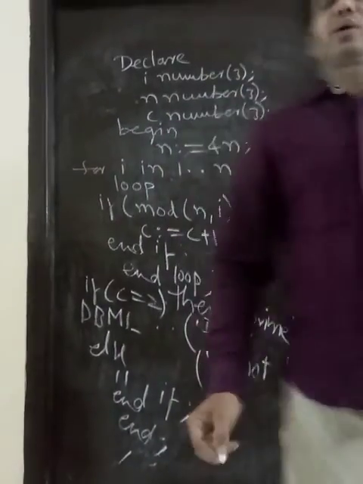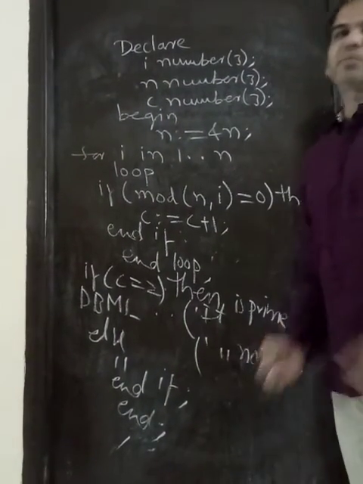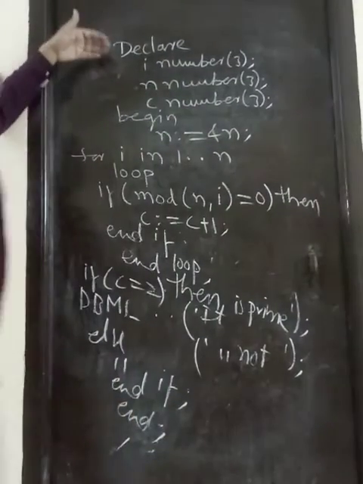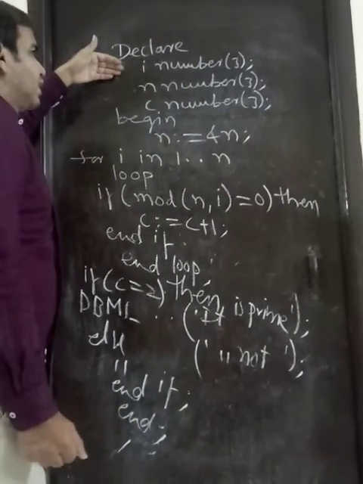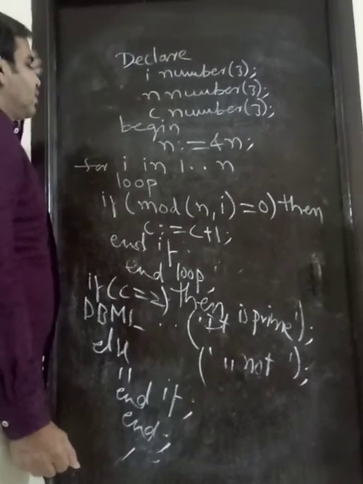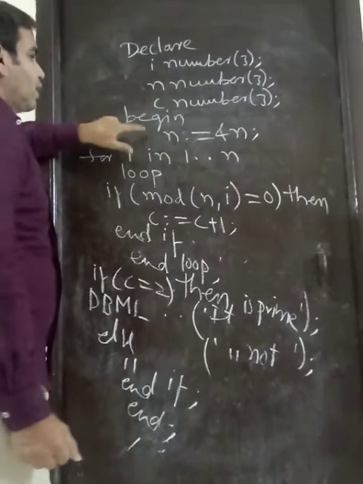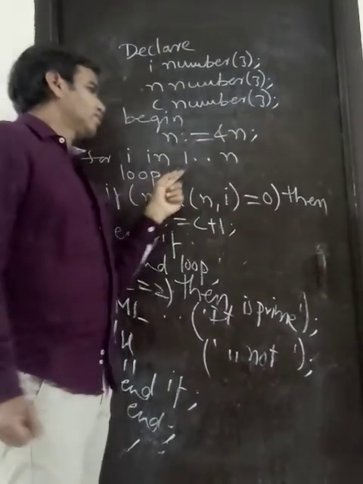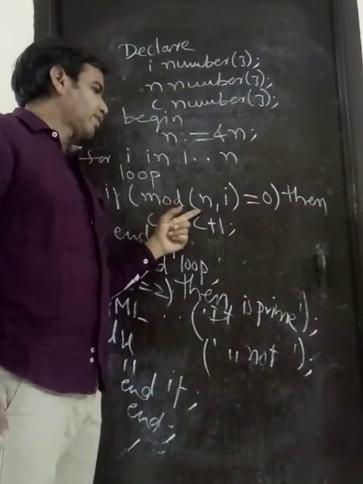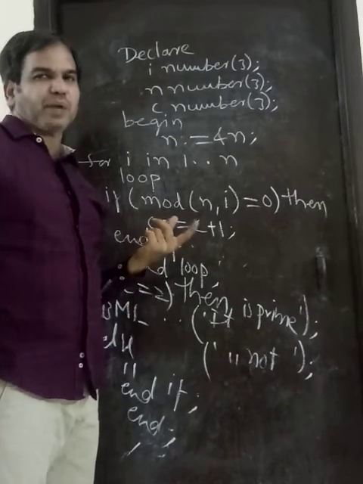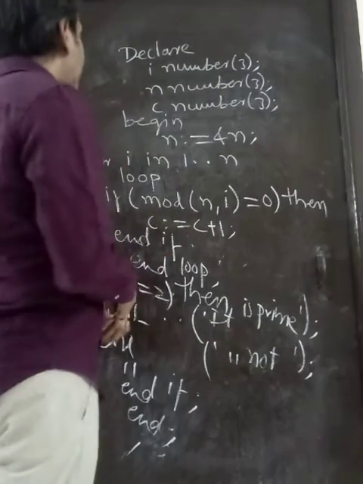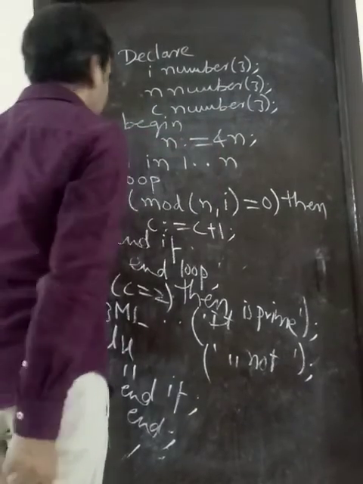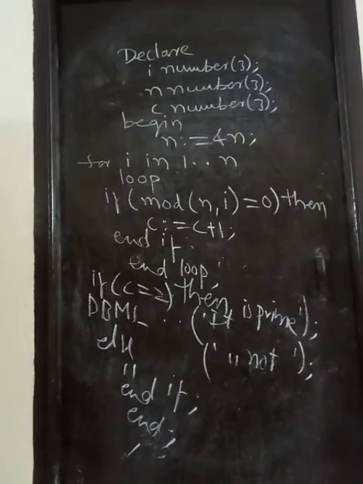So this is a program which determines whether the given number is prime or not. First of all, whatever variables we require, we declare: I value, n value, c value. Then begin. For n, it will ask you to enter a value. Then I runs from 1 to n. For example, 3 is a prime number. Now we will see the compilation, so I am removing this one and writing here how the compilation will be held.